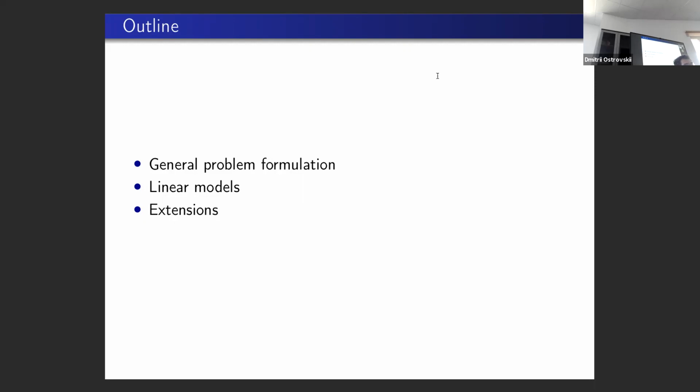I will start with the general problem formulation, which is probably the best way to state the problem, so that you can pick your interest and just think about it. Then most of the technical part of the talk will be focused on the case of linear models. For linear models, we have nearly matching upper and lower bounds for this problem. Then I will go over the extensions. There are basically two extensions that we consider from the case of linear models.